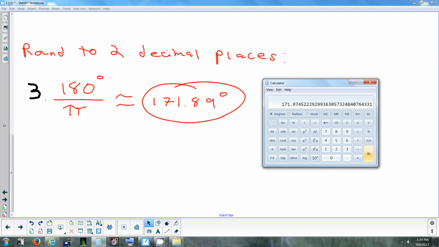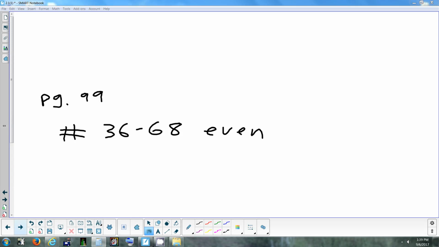So any questions on that? Okay, so that's how you convert between radians and degrees. So homework tonight is page 99, and it's 36 to 68 even. Just the evens. And you've got a little under 20 minutes, so please use the time to get started. If you need to borrow a book, I've got some extras. If you want to work with somebody, that's fine too.